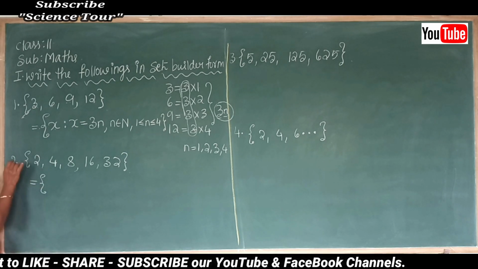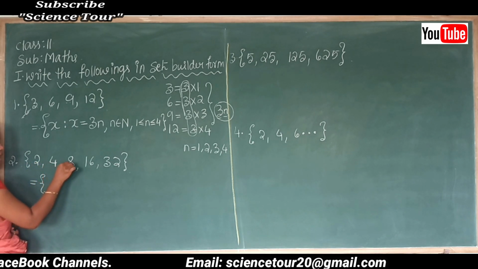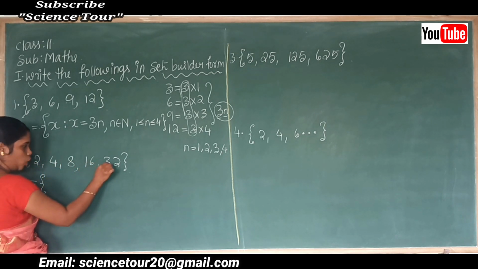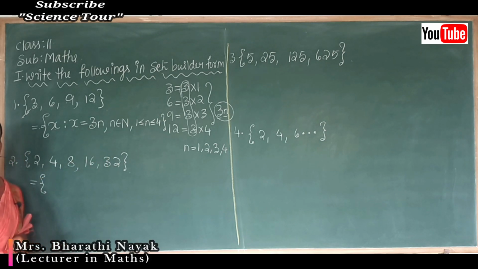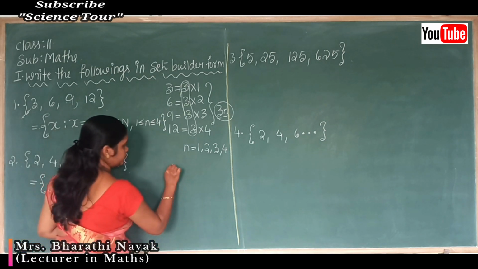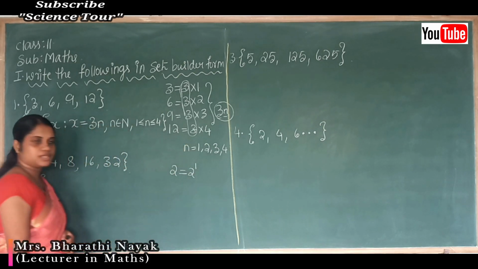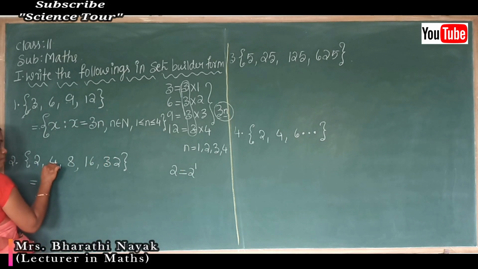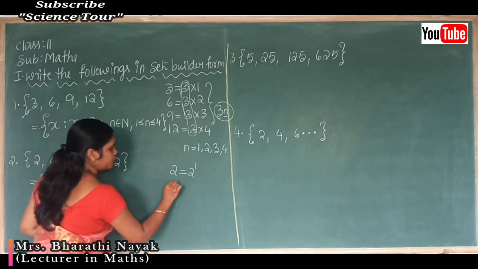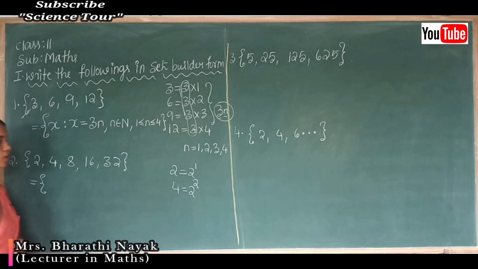Next, the second example I will consider here: 2, 4, 8, 16, 32. So how many numbers are there here? 5 numbers are there. What is the property of these 5 numbers? The first number is 2. That 2 is nothing but 2 to the power 1, isn't it? 2 to the power 1, how much? 2. Next, the second number is 4. Can I write it as 2 square? Whether 2 square equals 4?